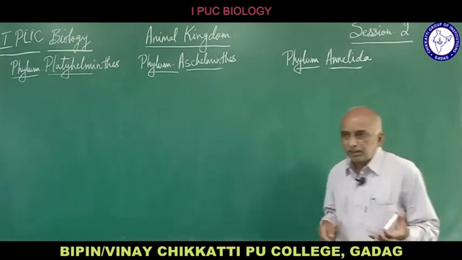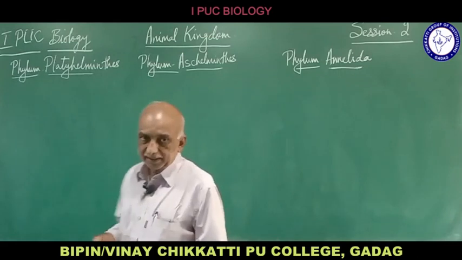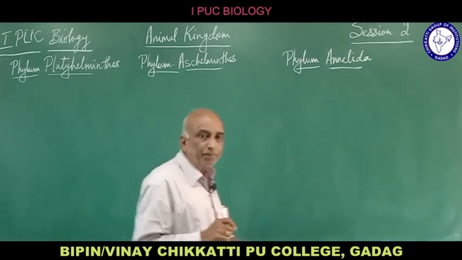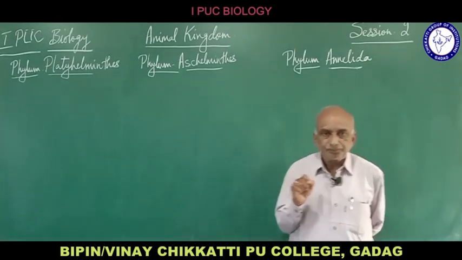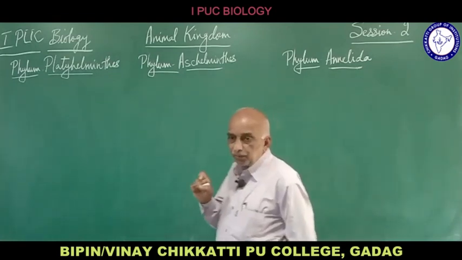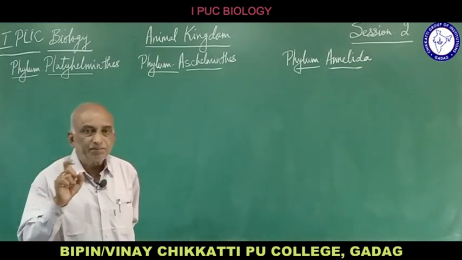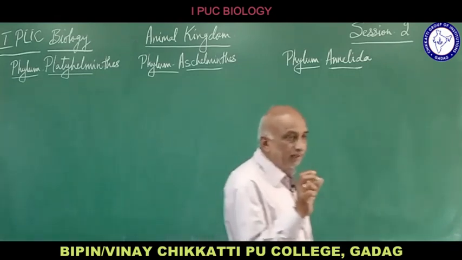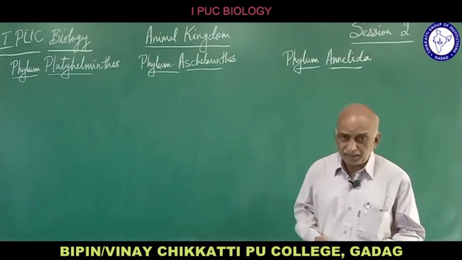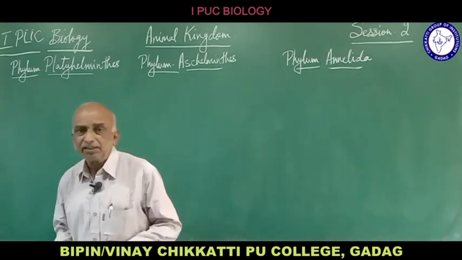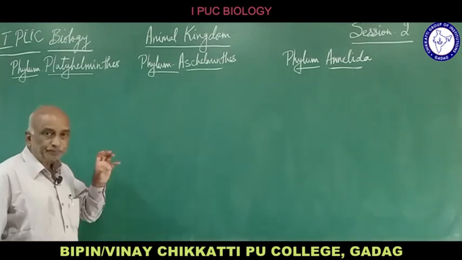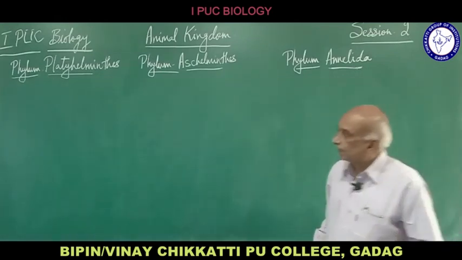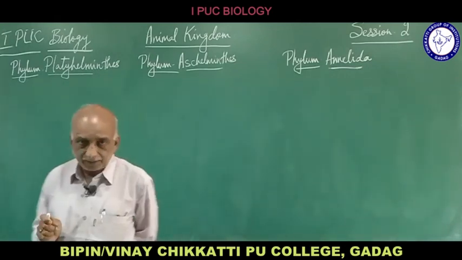Some of these animals are free living and some are parasites. When they are parasites, they have some mechanisms or structures which cling to the body of the host. They have hook-like structures or suckers. For example, the liver fluke has suckers, and tapeworms have hook-like structures and suckers. These help them cling to the organ inside the host body. That is the characteristic feature of the Platyhelminthes.